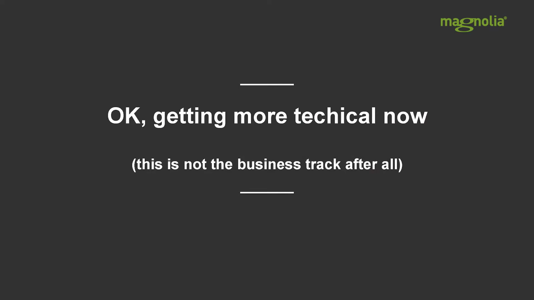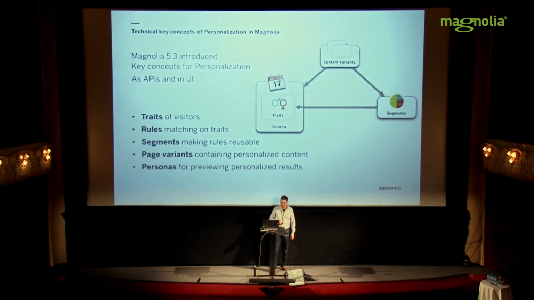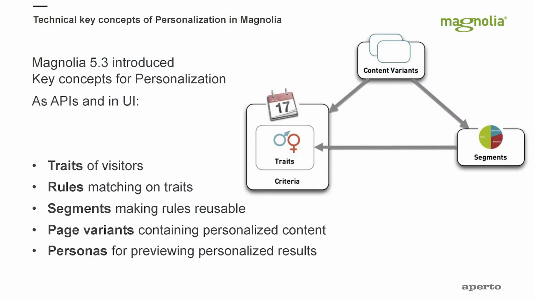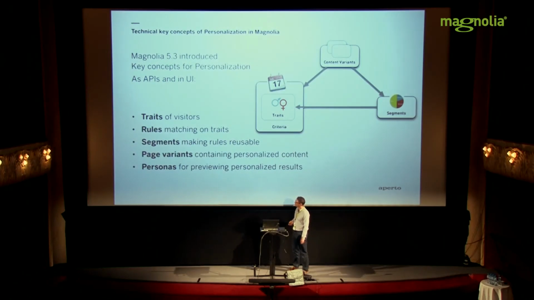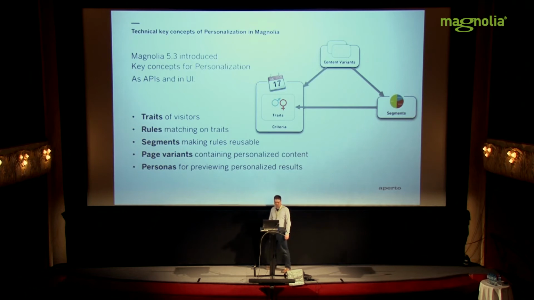All right. Having touched a bit on personalization in general, this is getting a bit more technical now. This is not the business track after all. This is a list of key concepts that Magnolia provides for personalization. This is a bit much for this moment. I will get into detail on these. Maybe for the moment it's more interesting to look at this diagram from Magnolia themselves, where you can see already 3 of the key concepts.